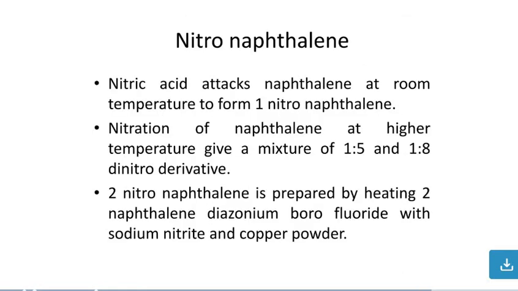Now, nitronaphthalene. You know, nitric acid attacks naphthalene at room temperature to form 1-nitronaphthalene. Nitration of naphthalene at higher temperature gives a mixture of 1,5 and 1,8 dinitro derivatives, and 2-nitronaphthalene is prepared by heating 2-naphthalene diazonium fluoride with sodium nitrite and copper powder.